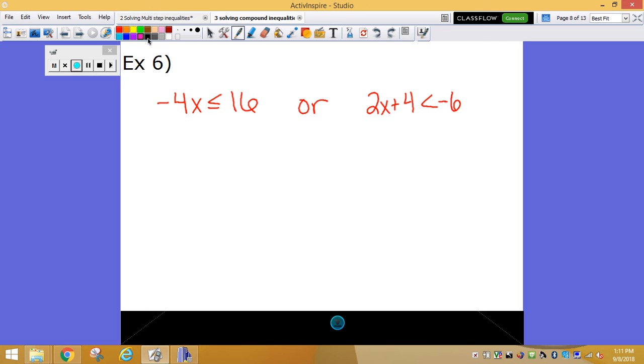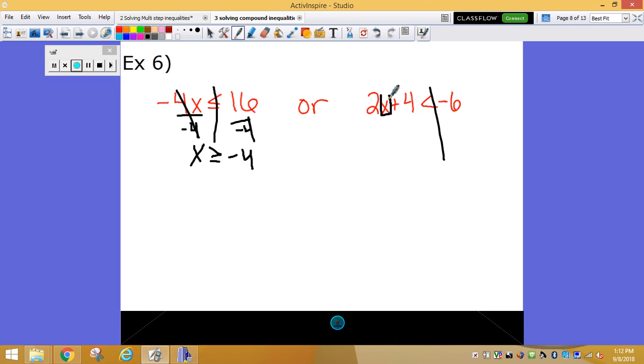All right, let's do this one. I would divide by negative 4. Divide by negative 4. Now remember, when you divide by a negative, you flip that inequality. And 16 divided by negative 4 is negative 4. Okay, let's solve this one.